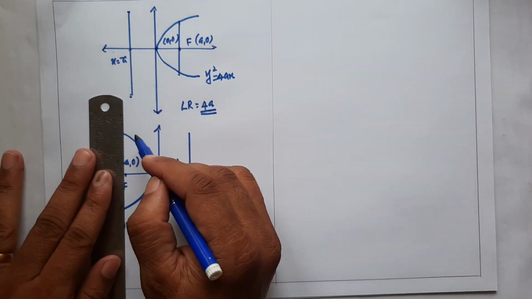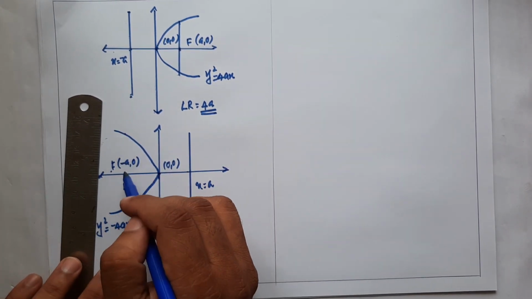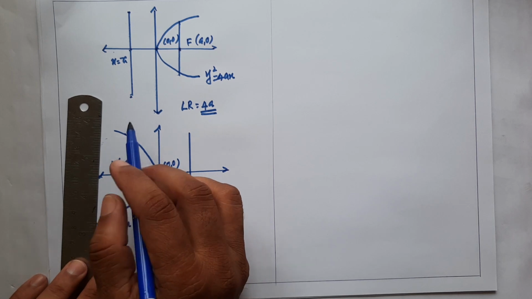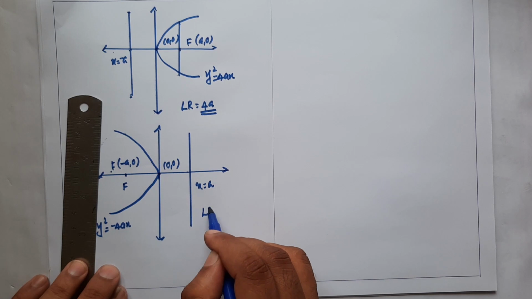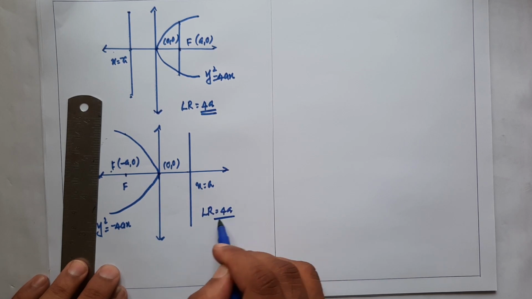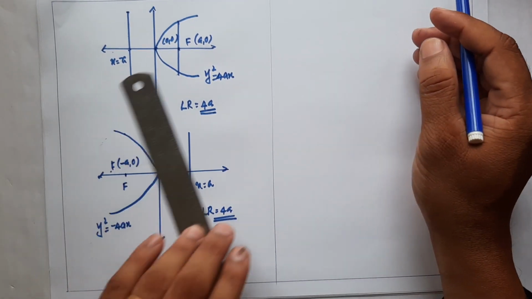Also the latus rectum is the same. LR is a perpendicular line segment through the focus whose end points lie on the parabola, and the latus rectum LR is equal to 4a. There is no change.